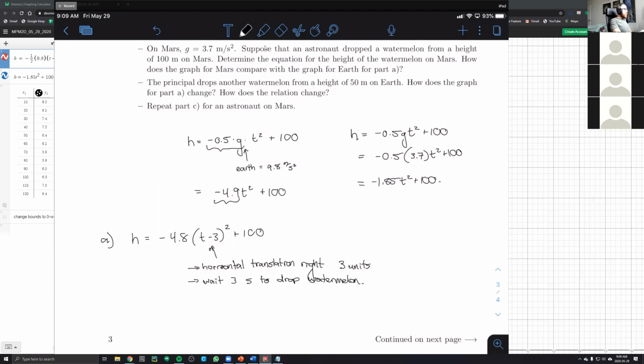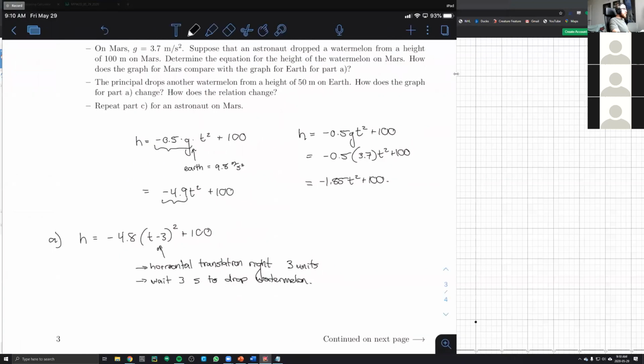Okay, now we're on Mars. We're supposing that an astronaut dropped a watermelon from a height of 100 meters on Mars, and we want to determine an equation for the height of the watermelon on Mars. So we've already done that because we plugged the gravity into our height equation. Now let's go back to Desmos here. Actually, let's have them both open.